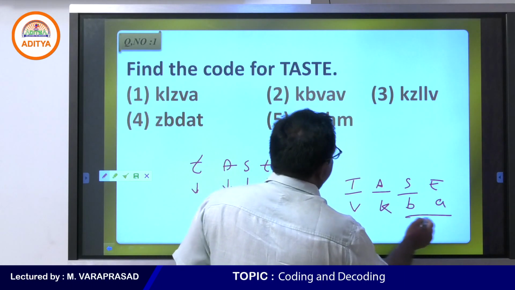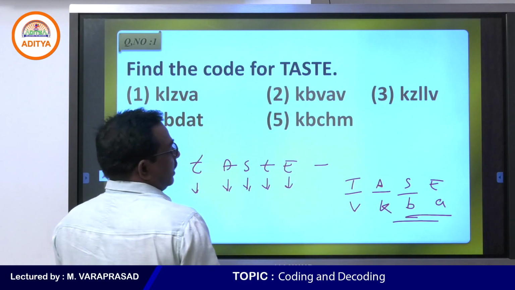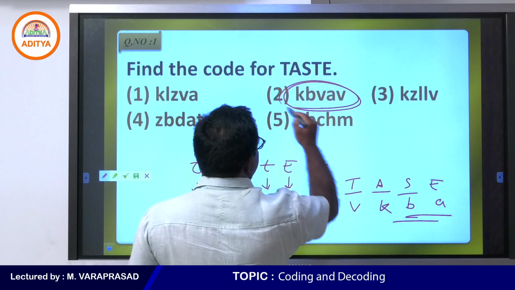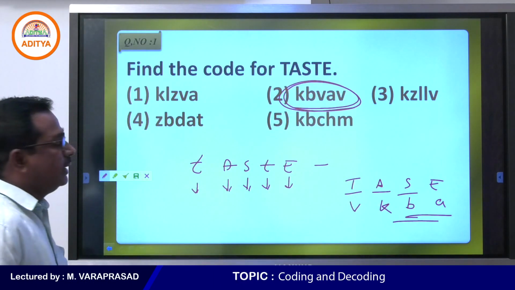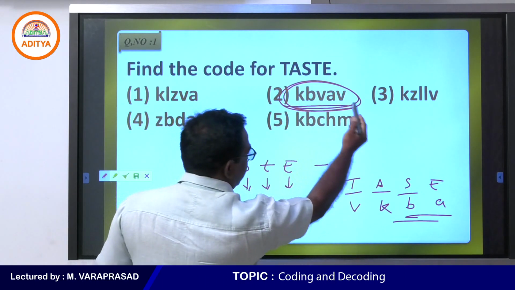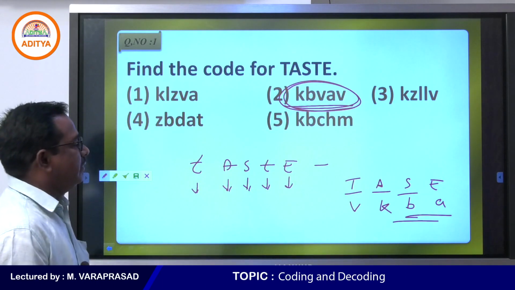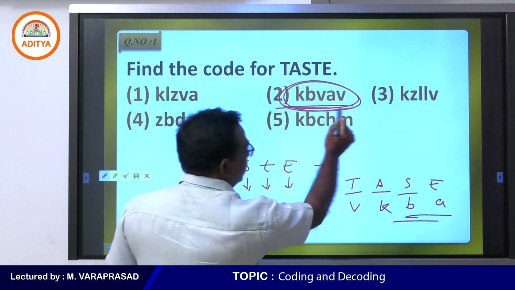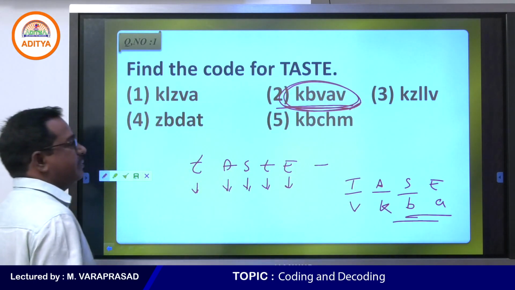So VKBA, where is it? Is it there in the second option? So it's in a jumbling order, not in a proper manner. Jumbling order: KBVAB. Taste code language is KBVAB. Second option. Many have written the same thing.